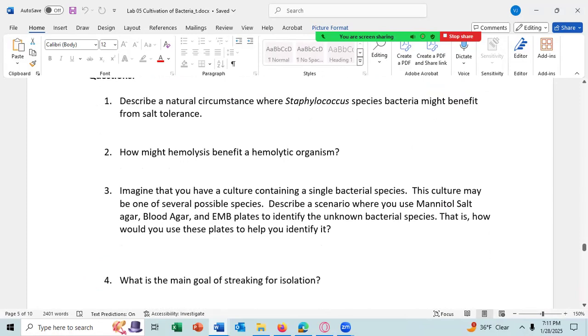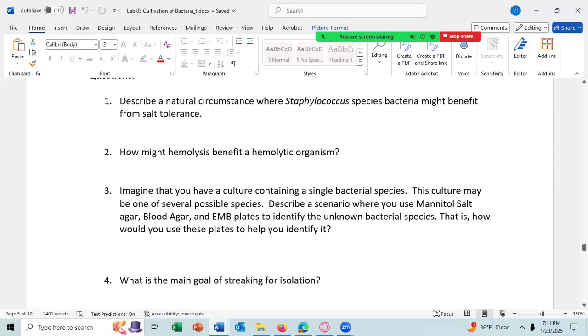in the worksheet. 1, describe a natural circumstance where Staphylococcus species of bacteria might benefit from salt tolerance, meaning a natural place where Staphylococcus can grow in high salt concentration. Do not say a mannitol salt agar plate, because that is not a natural circumstance.